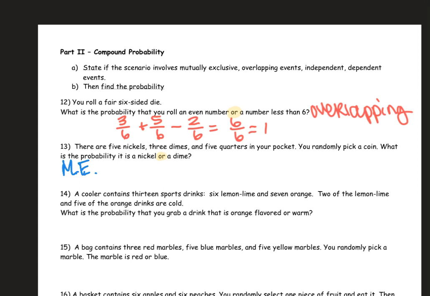So you're going to take the probability that you get a nickel, which is 5 over 13, and you're going to add it to the probability of getting a dime, which is 3 over 13. So you have 8 over 13 is your answer.